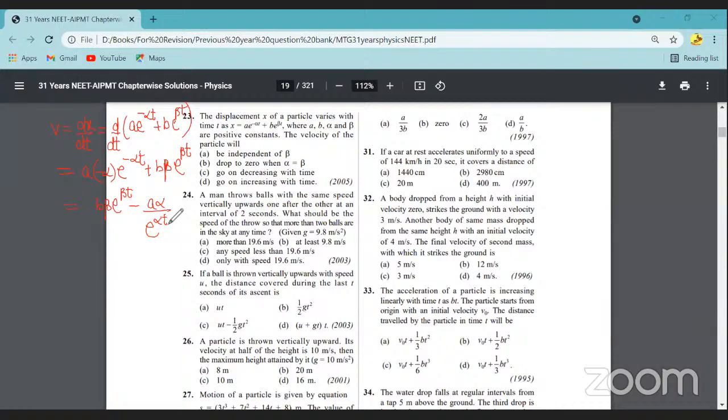Is it? Let's see. If time increases, then first part increases. अच्छा, this denominator increases, so this total term decreases. So now we have to subtract a lesser number. So the total term increases. So as time increases, velocity also increases. So option D होगा.